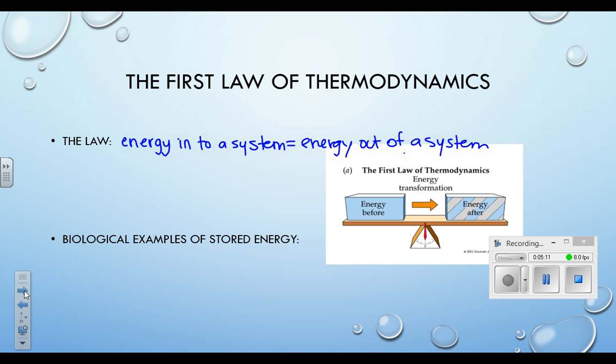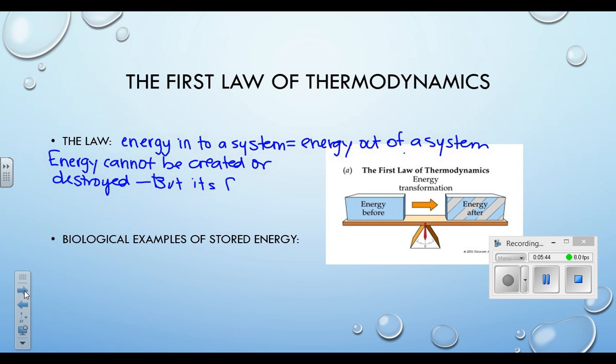Now, when I say a system, that could be a number of things. A human organism is actually a bunch of systems put together. A food chain could be considered a system. Our planet could be considered a system. Another way to word the first law of thermodynamics is this: energy cannot be created or destroyed, but its form can change.